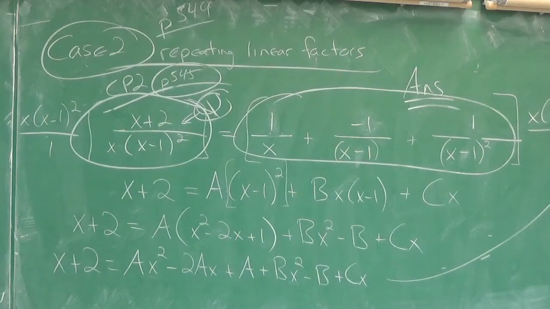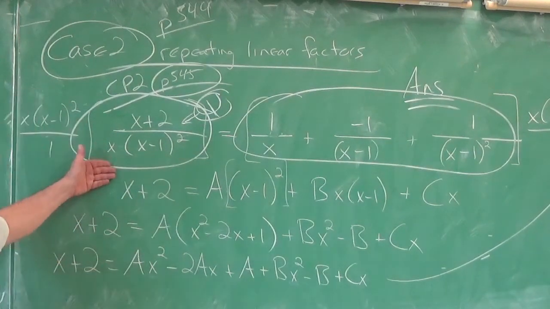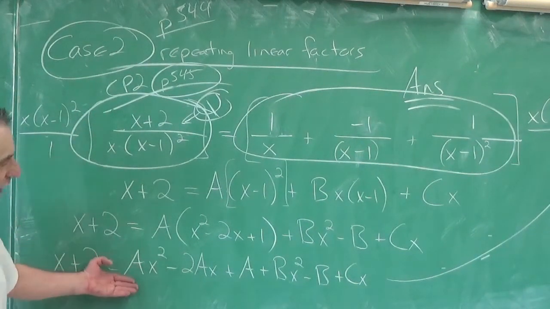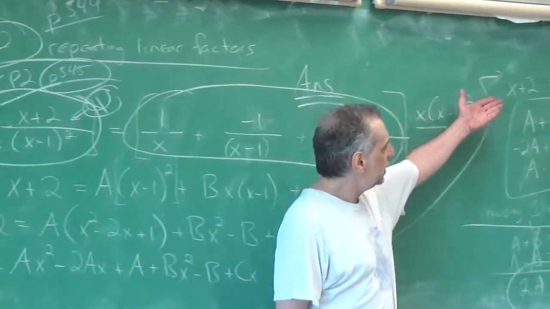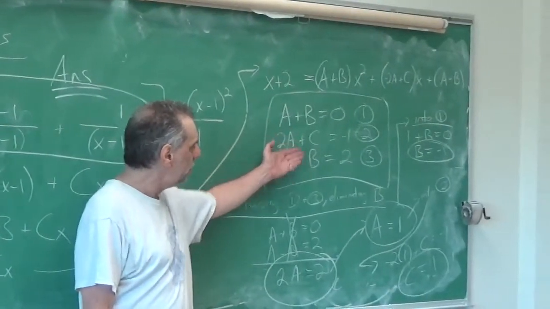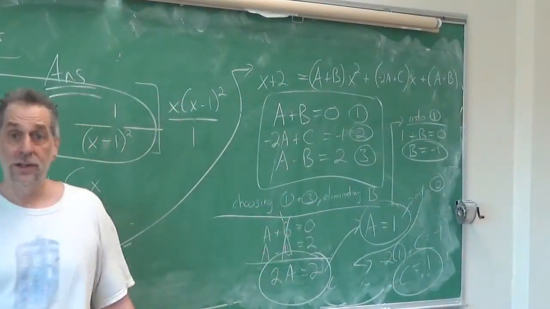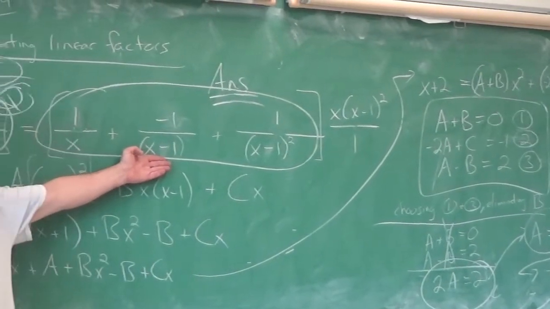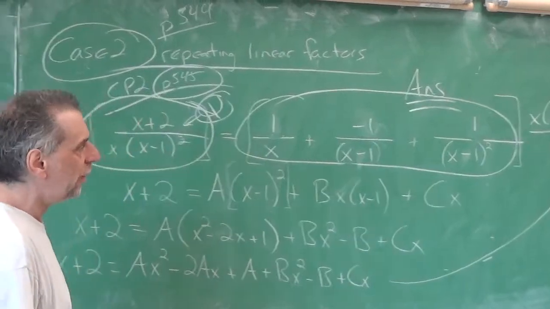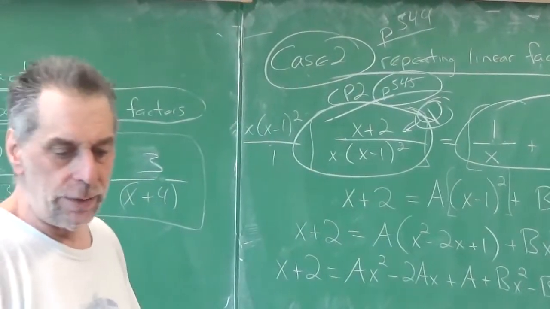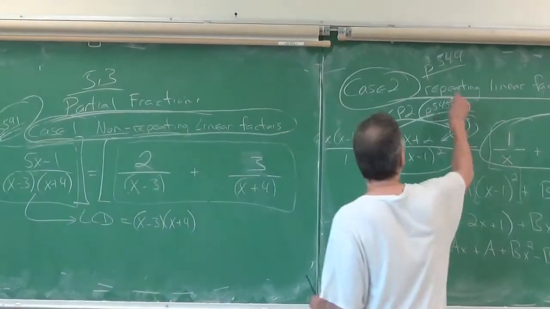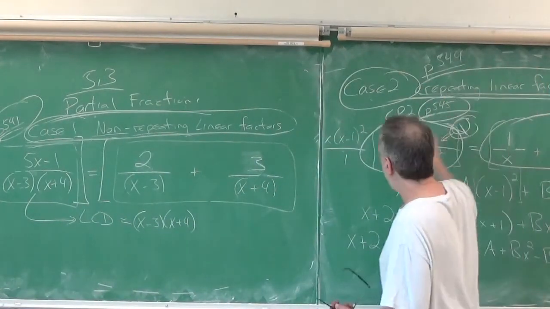All right, so it looks like a lot of work, but just do one thing at a time, right? Multiply both sides by the denominator over here to get rid of the fractions. Gather similar terms. Set up your system of equations. Solve that system of equations. Finish by plugging those values into the right-hand side of the partial fraction decomposition. All right, so that is case 2, repeating linear factors.